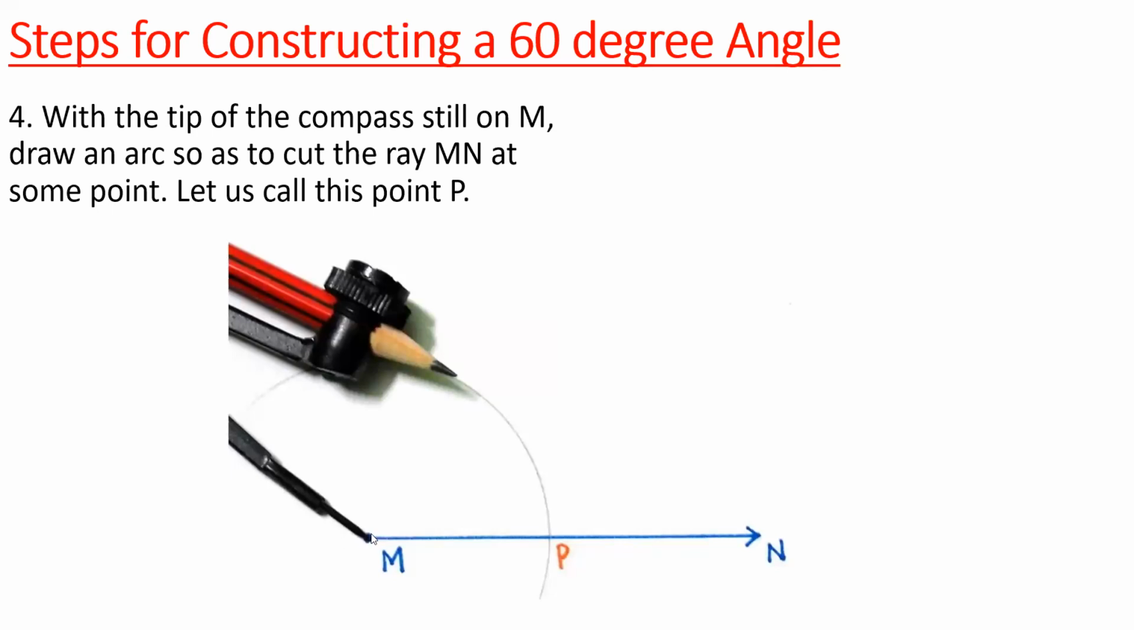So the compass is still on point M. Remember you had the compass, you extended the compass size all the way up to this particular point. Then you're gonna cut the ray that you just drew, and you're gonna extend this arc all the way till it reaches about here, right? So you draw an arc such that it reaches to about here. Okay, so that's how you do it. Make sure you cut this line. You start at M and then you draw an arc so that it's going to cut this ray right there. Okay, so that's the fourth step.